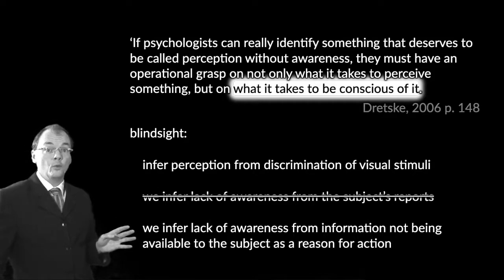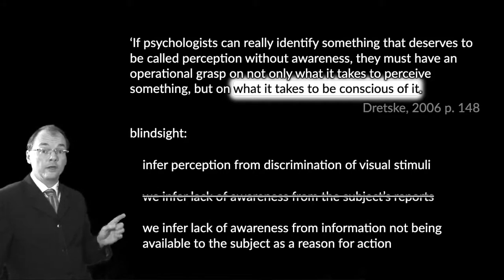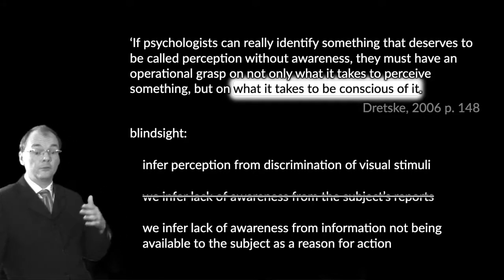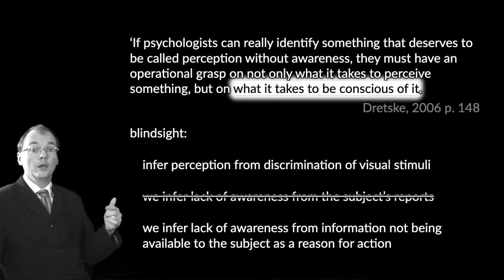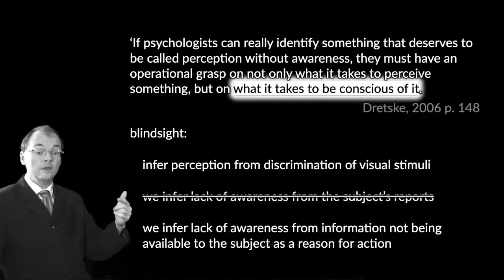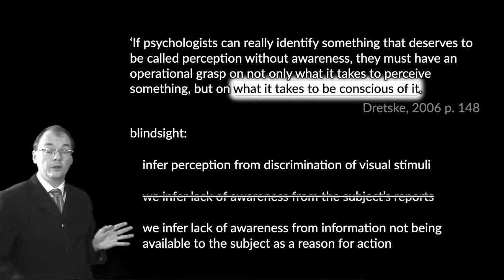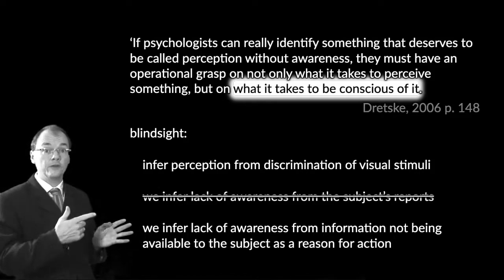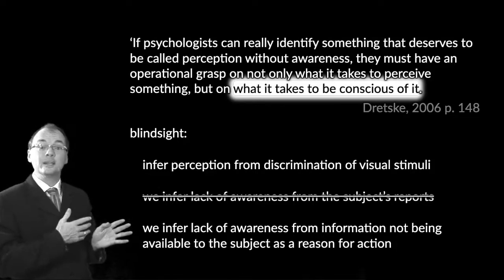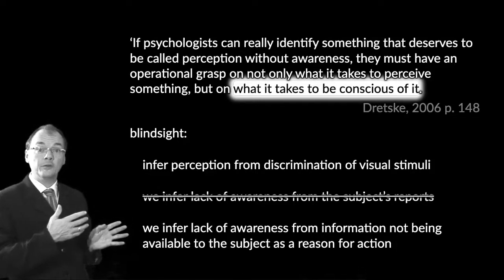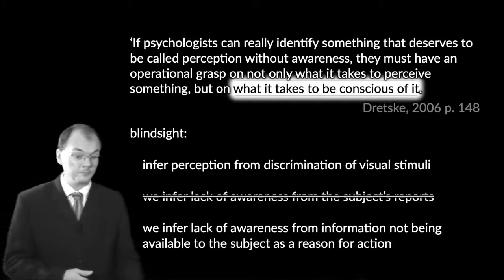So if we think blind-sighted subjects do have the ability to perceptually distinguish things, we've got good reason to think that they're perceiving. If we also think that the information that provides the basis for their perceptual discrimination is not information that's available to them as a reason for action, then we can conclude that we've got a case of perception without awareness. So let me talk you through how that might go.